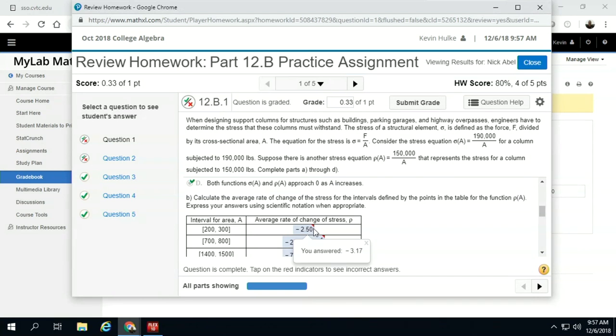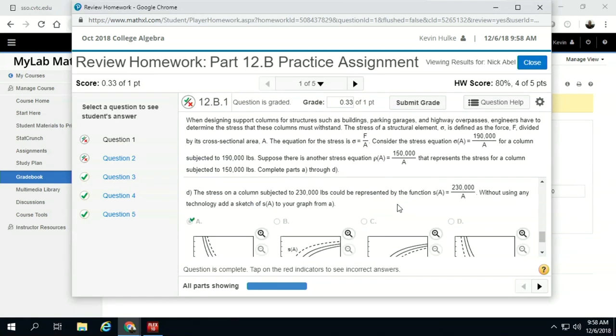No, you said -3.17. Calculate the average rate of change of stress of the intervals defined by the points in the table for the function rho of a. So what you would do for this first one is take 150,000 divided by 200, away from 150,000 divided by 300, and then divide that thing by 100. So you knew what you did wrong there. Okay, so this isn't the question you were talking about? No, it's just the rate of change. I think farther down one of the next questions.